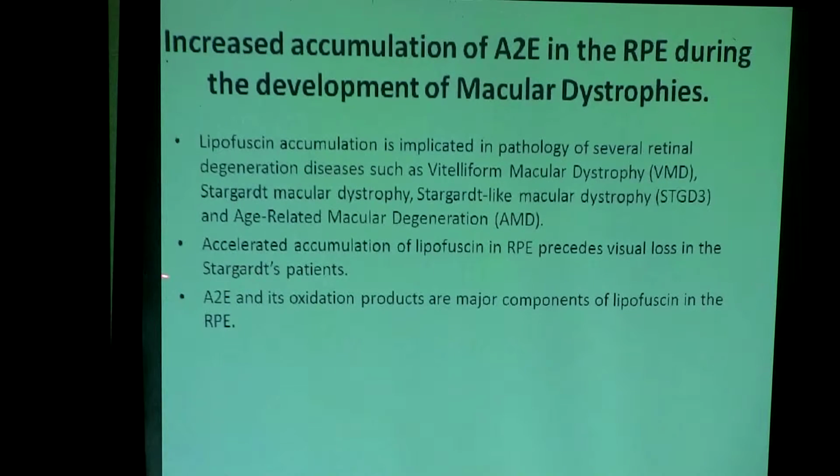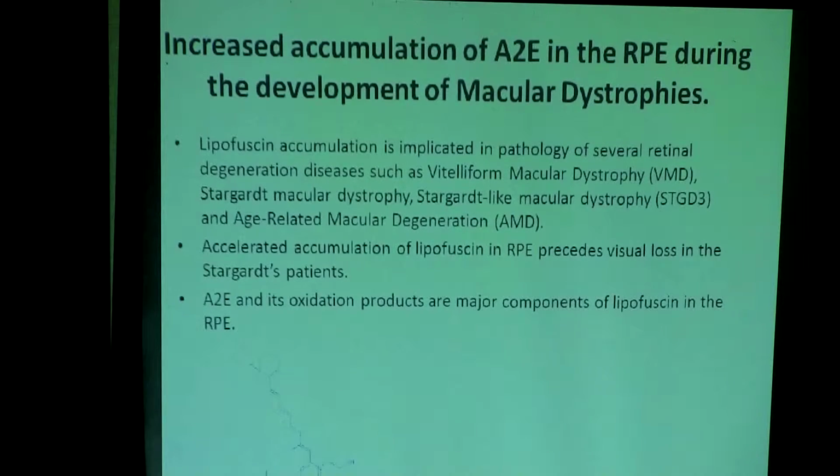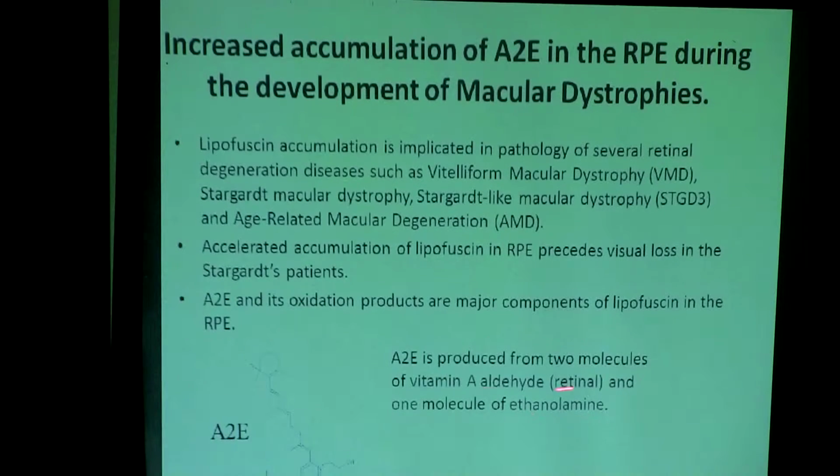So now A2E. It was already talked about a little bit by the first speaker, that A2E and its oxidation products are major components of lipofuscin in RPE. Now, this is its structure, and it's produced from 2 molecules of vitamin A aldehyde, retinal, and 1 molecule of ethanolamine.